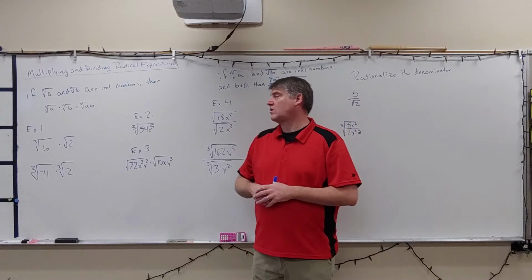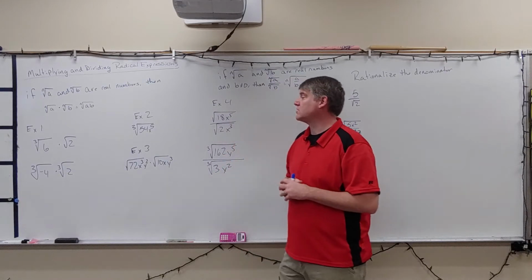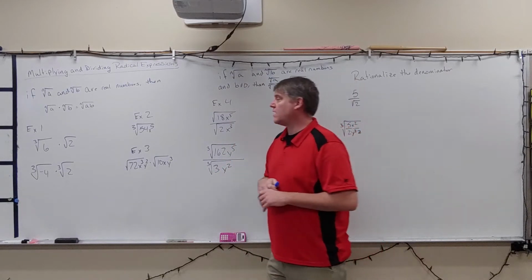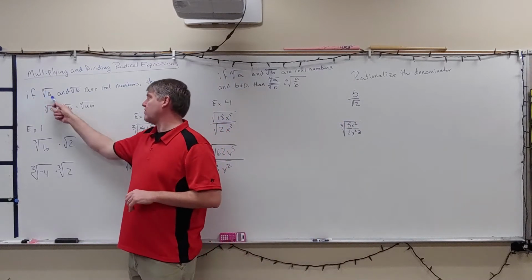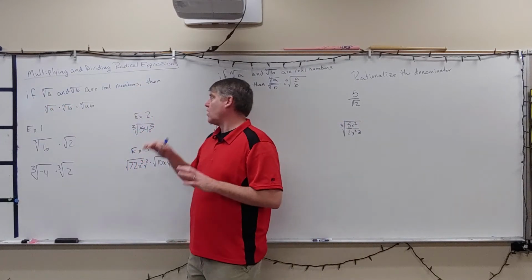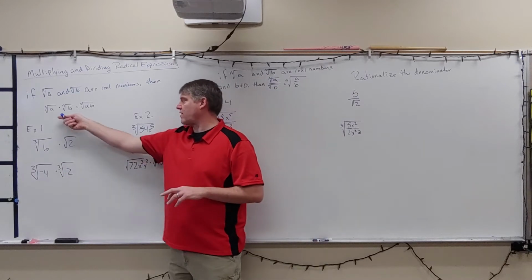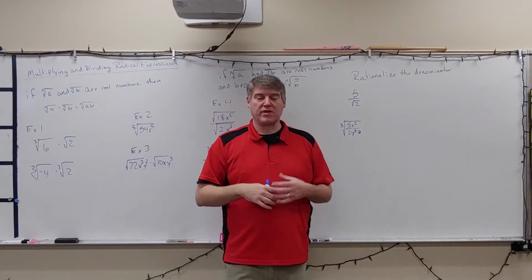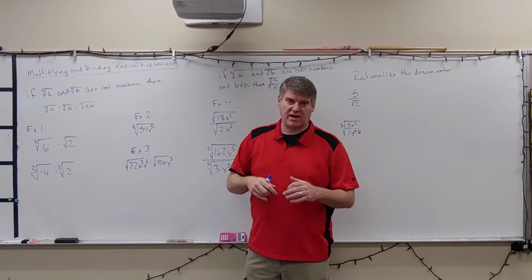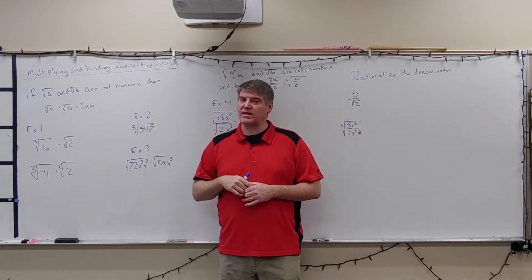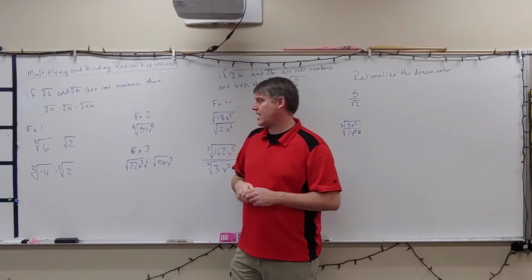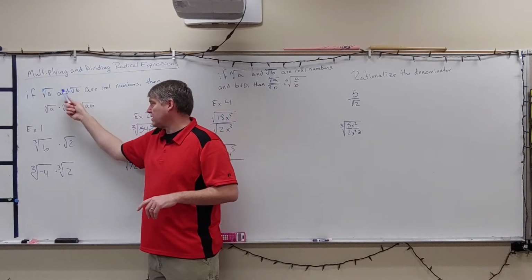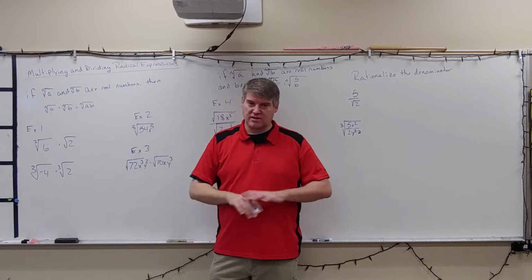All right, we're going to talk about multiplying and dividing radical expressions. If the nth root of a and the nth root of b are real numbers, then the nth root of a times the nth root of b equals the nth root of ab. One of the big things you have to understand when multiplying or dividing is that you have to have the same index. If the indexes are different, there's nothing you can do.